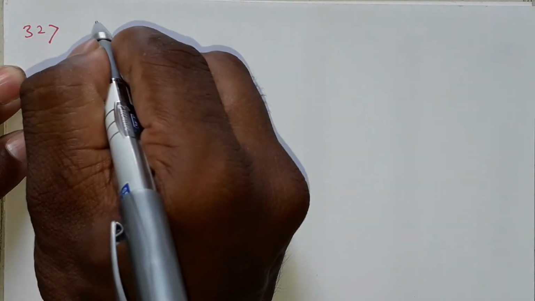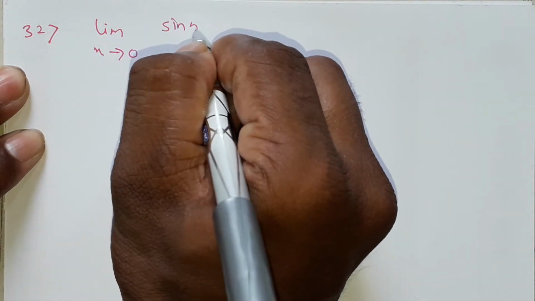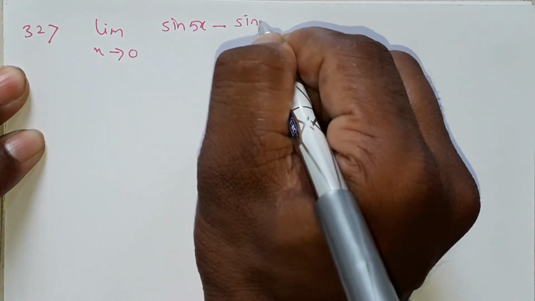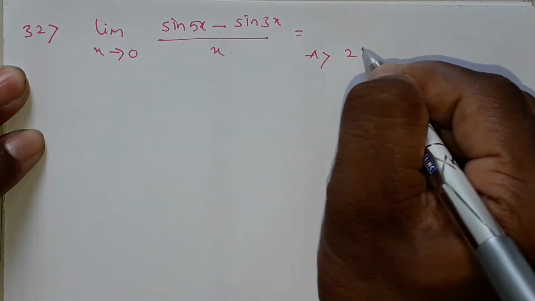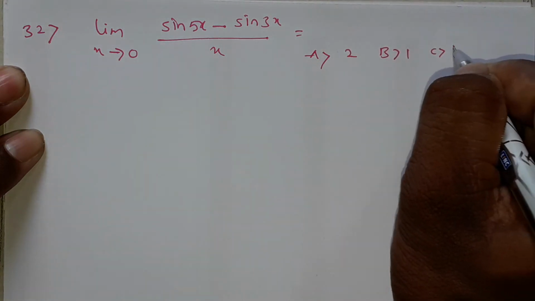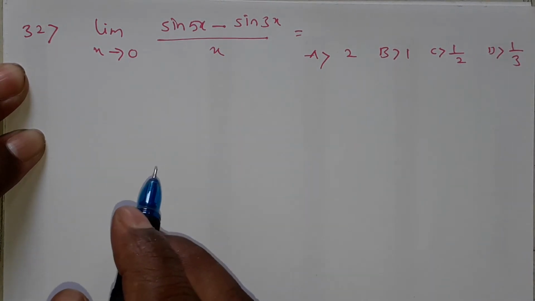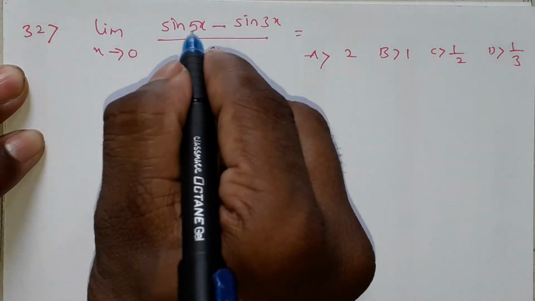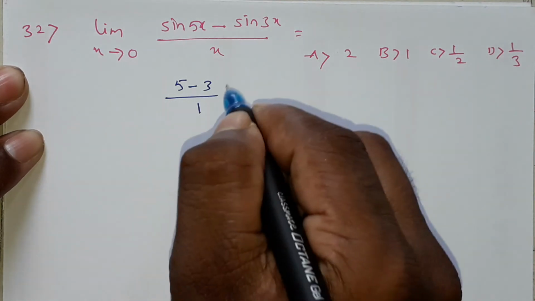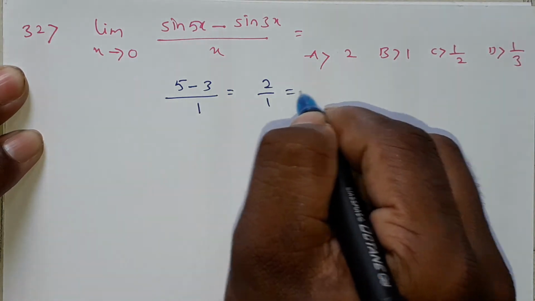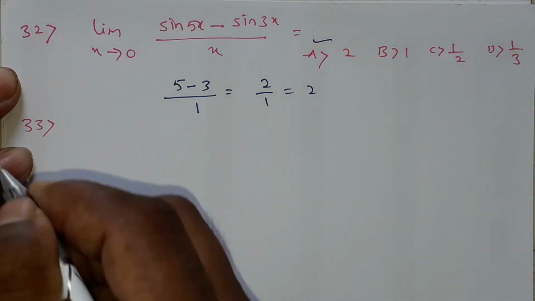32. Limit x extends to 0 sin 5x minus sin 3x by x. Option A is 2, option B is 1, option C is 1 by 2, option D is 1 by 3. Same similarly, simple question. 5 minus 3. In numerator x coefficient is 5, x coefficient is 3, by denominator x coefficient is 1. So we take 2 by 1 is equal to how much, 2. Option A is the right answer. Next 33rd one.